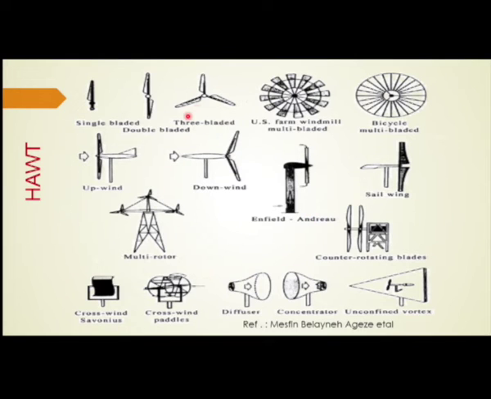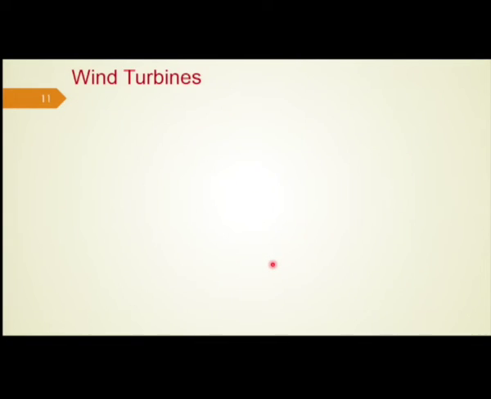The commonly used horizontal axis turbine is this one, the 3 blades, because it has balancing according to air and structure. It has a more stabilized structure. So this is commercially used. Other structures are used for some particular applications. In this case, counter rotating blades, we have 2 sets of blades and they rotate in opposite directions. Like this, diffuser, concentrator, unconfined vortex, crosswind paddle and crosswind Savonius horizontal axis wind turbines. These are the different types of horizontal axis wind turbines.